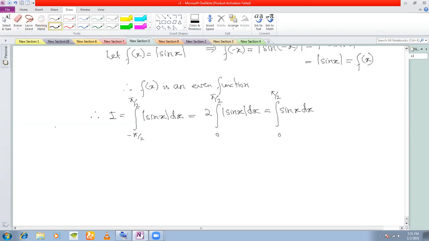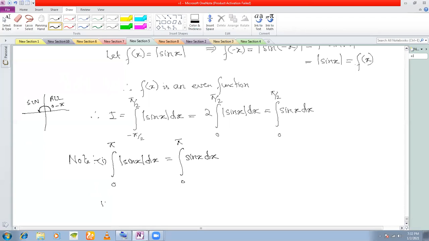Let me pose a question here. Suppose I give you the integral from 0 to pi of mod sin x, then what will you do? Now if you see, this is 0 to pi, and sine is positive here. So right from 0 to pi, sine is positive, which means again we will be able to remove the mod. That means from 0 to pi, I can write simply sin x dx. Understood?